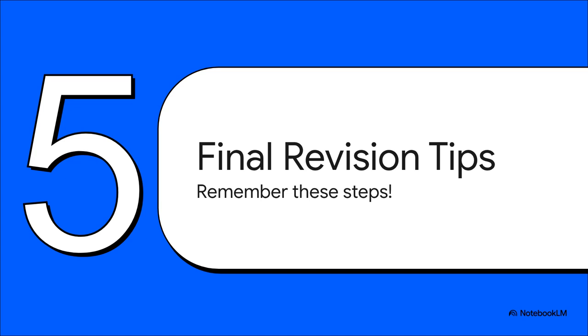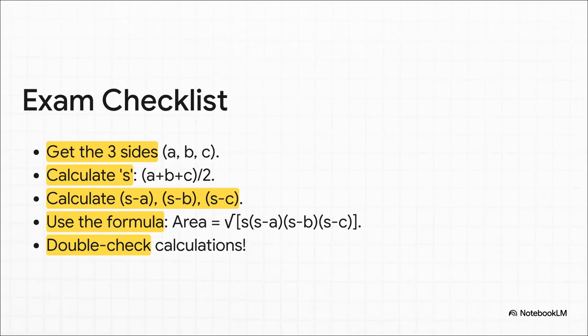Really excellent. Now for your final revision before the exam, I'm going to give you a super simple checklist. Just keep these points in your mind. Okay, here it is. 5 simple steps to remember for the exam. Step 1. First, check if you have all 3 sides. If it's one of those ratio problems, find the sides first. Step 2. Calculate S. Just half the perimeter.